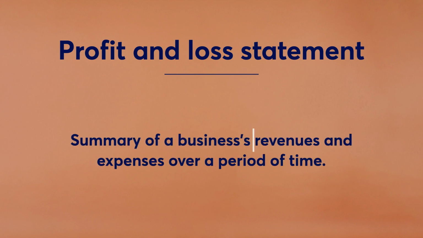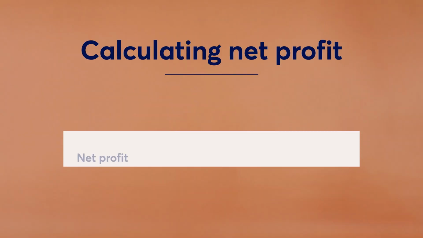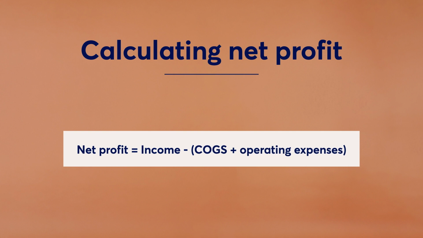First up, the anatomy of a profit and loss statement. A profit and loss statement, also known as an income statement, is a summary of a business's revenues and expenses over a period of time. The basic formula at play here is profit equals revenues minus expenses. To go more detailed, your net profit equals your income minus cost of goods sold and operating expenses.